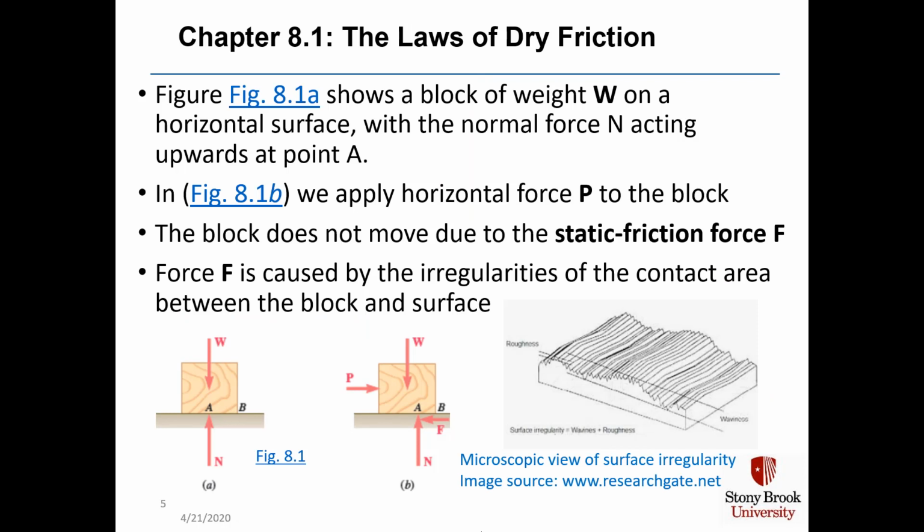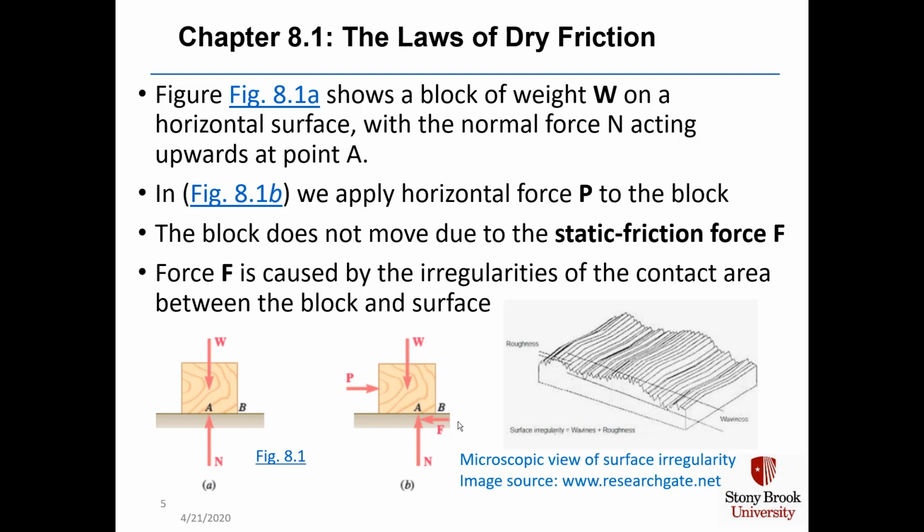In figure 8.1a at the bottom, we have a block of weight W acting on a horizontal surface, with a normal force N acting upwards towards point A. In 8.1b, we apply horizontal force P to push the block to the right. In this case, the block does not move because we've got static friction force F pushing back. On the other hand, if you made P enormous, you would definitely move the block.